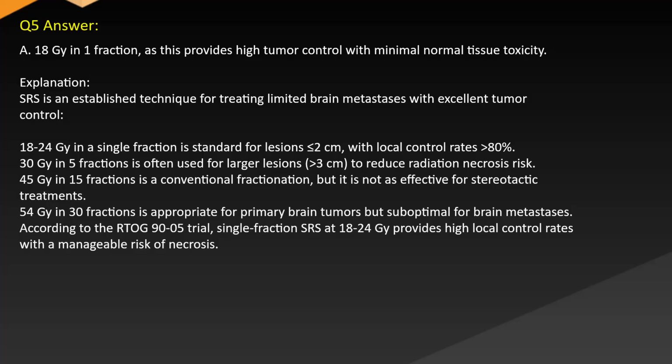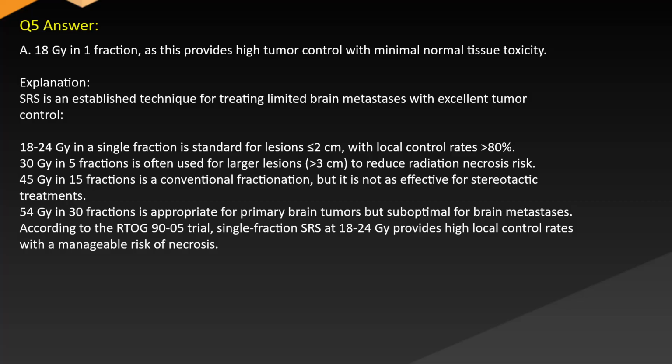Answer: A. 18 Gy in 1 fraction, as this provides high tumor control with minimal normal tissue toxicity. Explanation: SRS is an established technique for treating limited brain metastases with excellent tumor control. 18-24 Gy in a single fraction is standard for lesions under 2 to 3 cm, with local control above 80%. 30 Gy in 5 fractions is often used for larger lesions, over 3 cm, to reduce radiation necrosis risk.